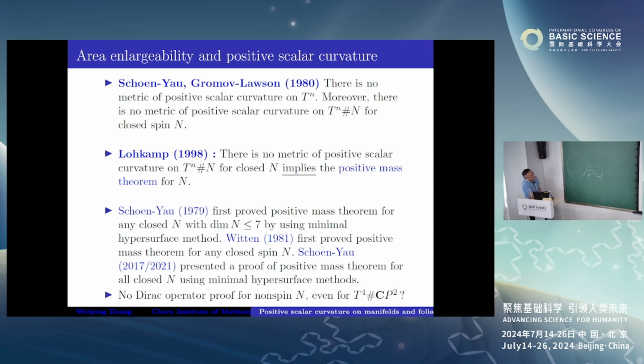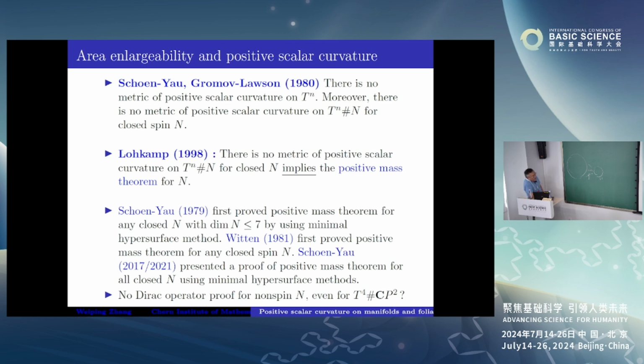Now let us recall that the positive mass theorem was first proved by Schoen-Yau in dimension less than or equal to 7 using the minimal hypersurface method. And then Witten proved that the positive mass theorem holds for any spin manifold. And Schoen-Yau more recently presented a proof that the positive mass theorem holds for all manifolds by using the minimal hypersurface method. Indeed, what they prove is that this connected sum does not have a metric of positive scalar curvature for any manifold N. And then using Lohkamp's criterion, they get the positive mass theorem.